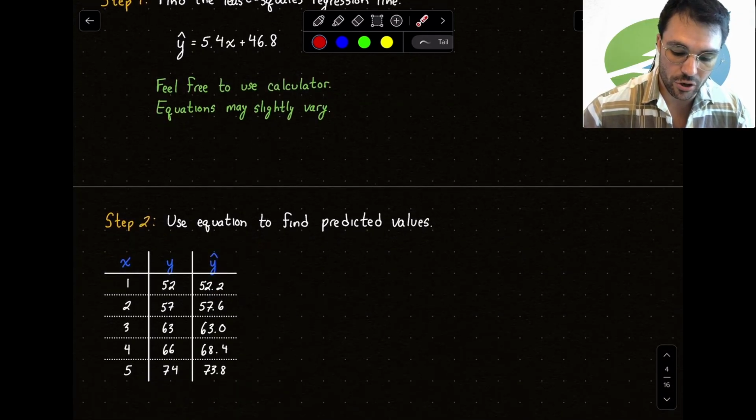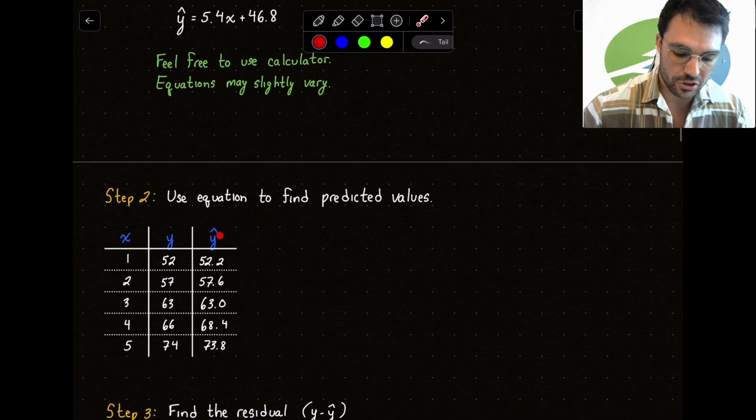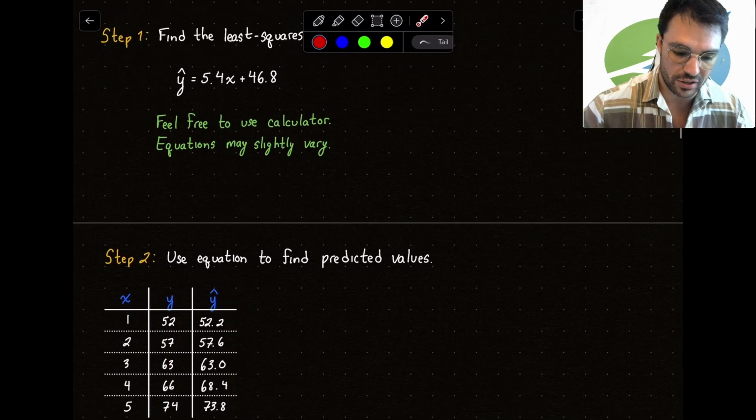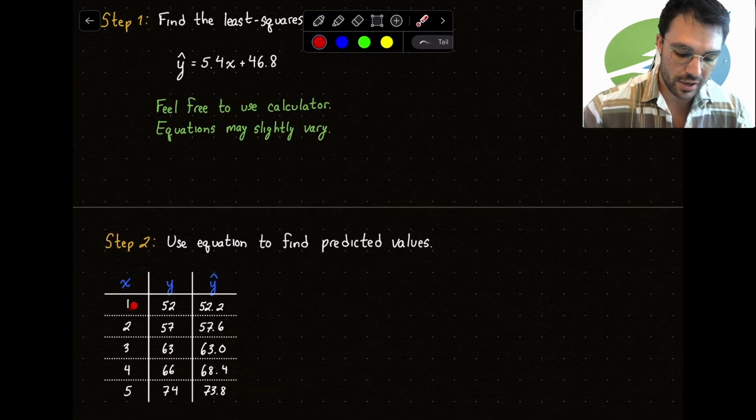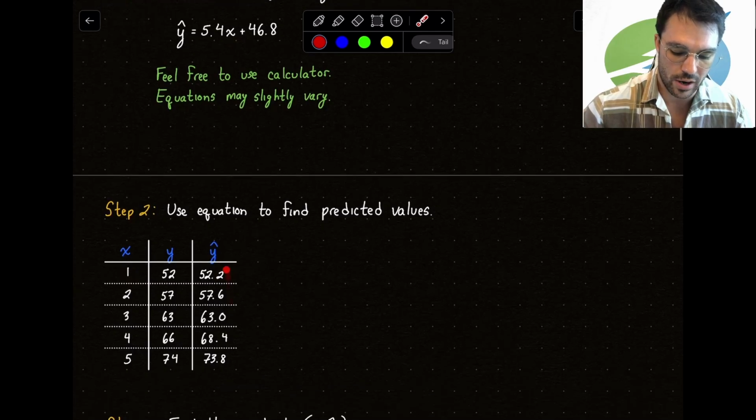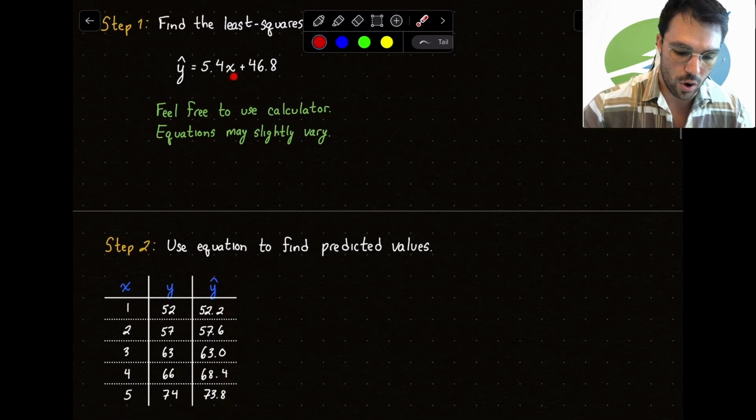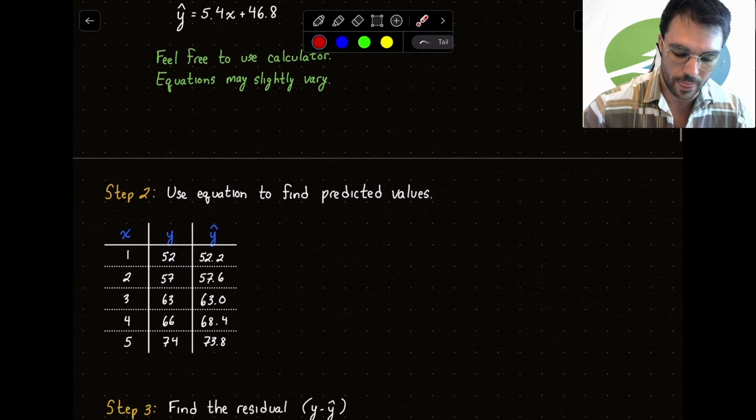Step two, use the equation to find predicted values. So these are our hours studied, these are our test scores, and these are our predicted test scores using this equation. Simply plug each x into the equation here to get the y hat value. That's where we get all these. So if we plug 1 in, we get 52.2. If we plug 2 in here, we get 57.6, etc.